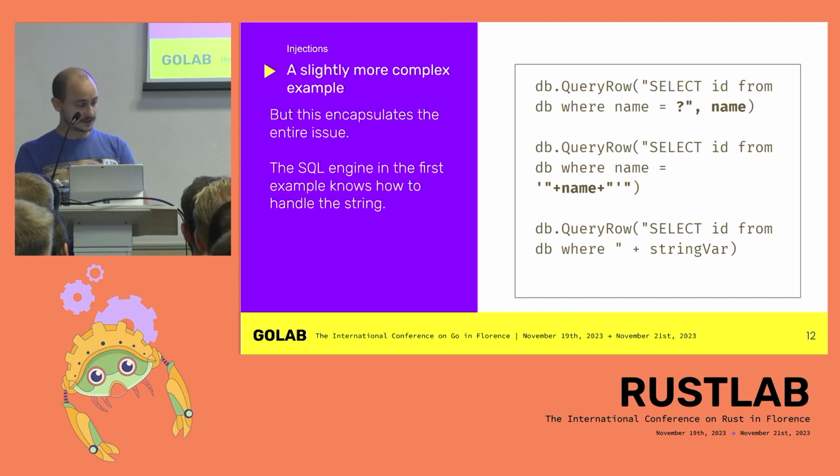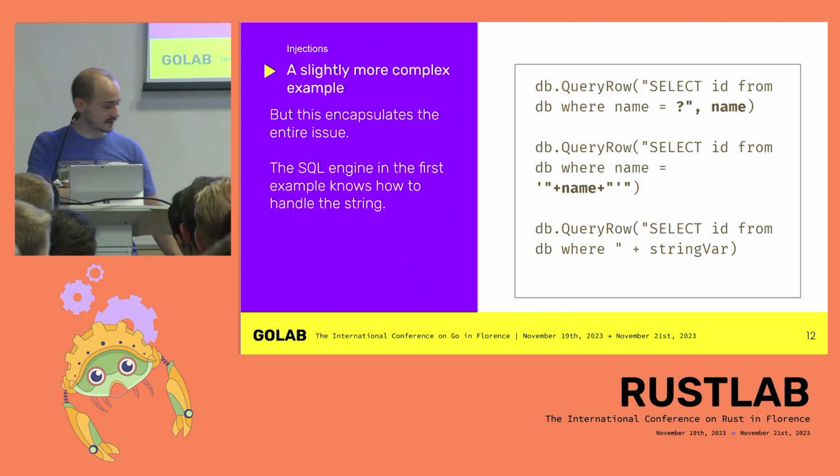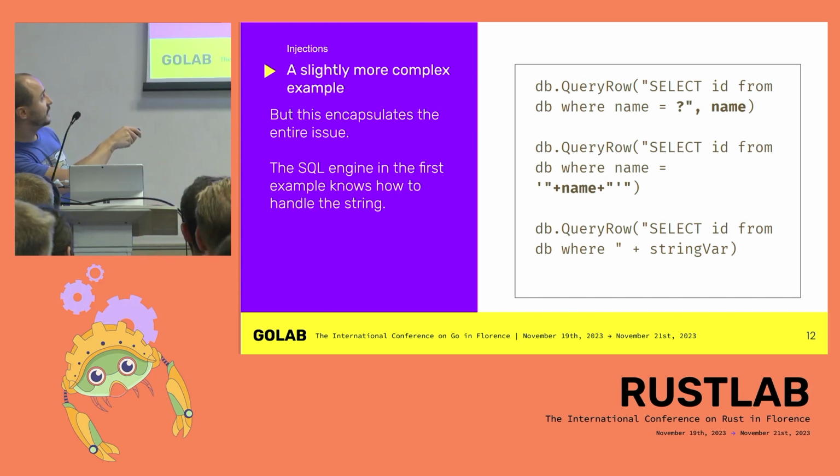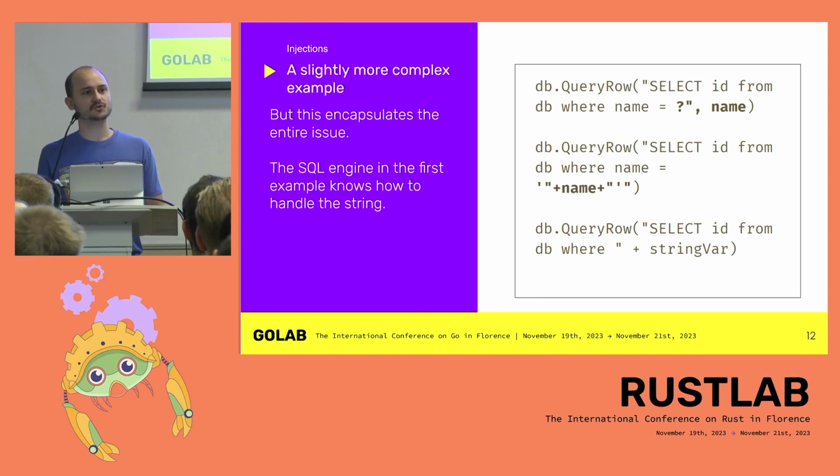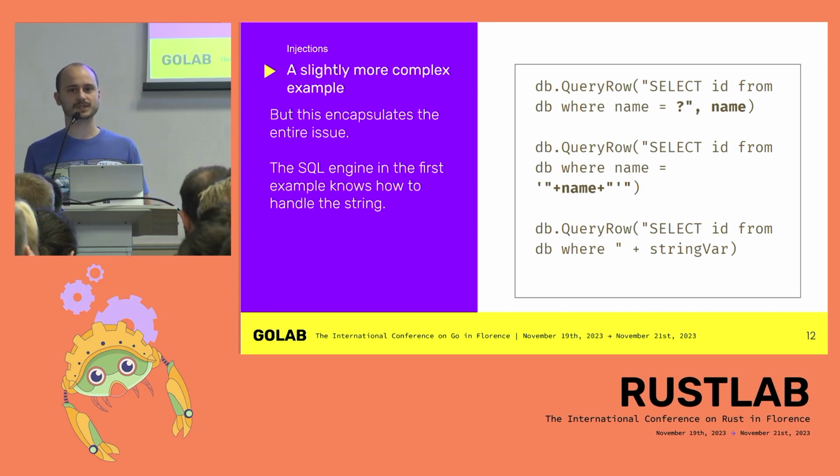So this one, definitely correct. This one, definitely not correct. But what about this last one? In this case, I'm just saying I'm going to run a query, and there is a string variable immediately after. Was the programmer in charge of deciding the content of that variable, or was the user? We don't know. By just looking at this line of code, we don't know if this is safe or not.